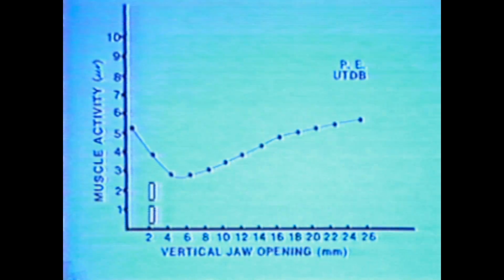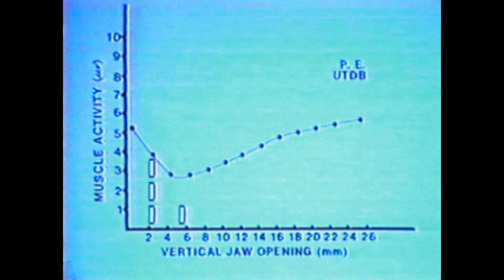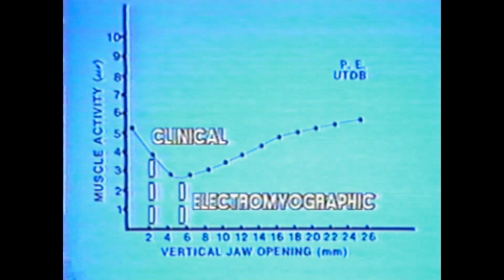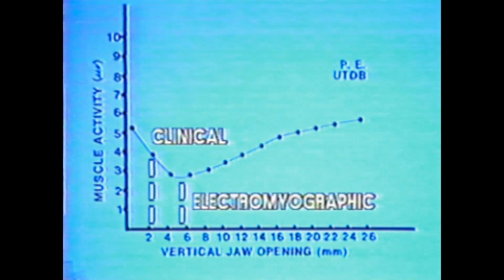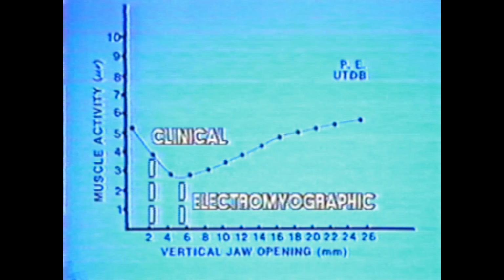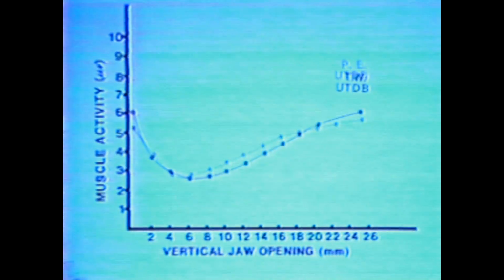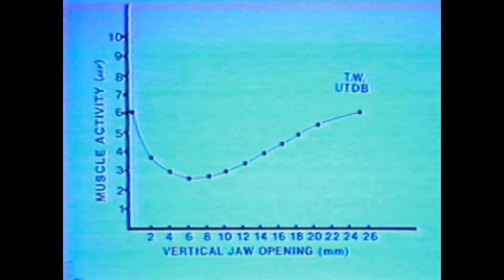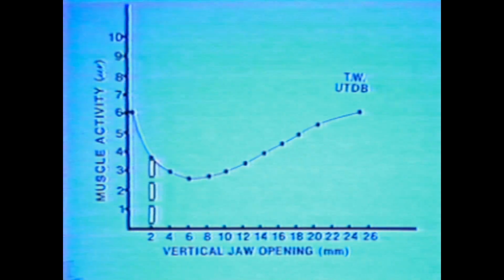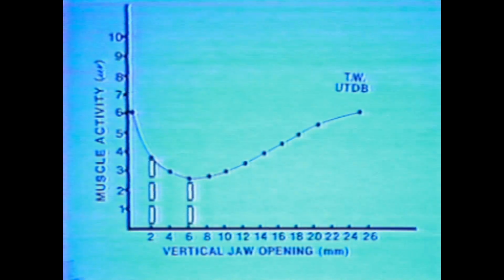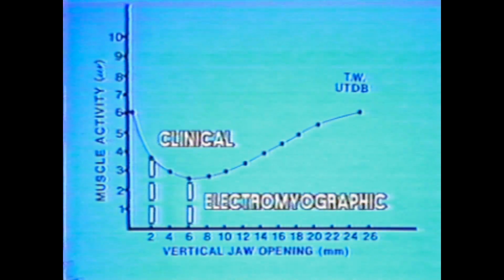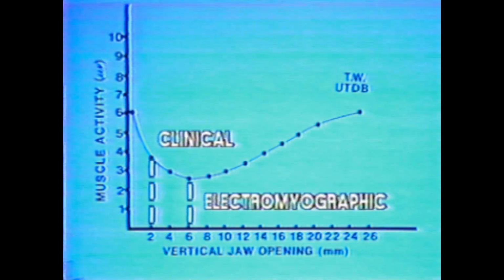Compare the measured clinical rest position to the electromyographic rest position. Note that the jaw is opened more in the electromyographic position than at the clinical position. A second graph of another subject shows individual differences, but note that both have minimal muscle activity at an opening that is greater than the clinical rest position. This is the electromyographic rest position.